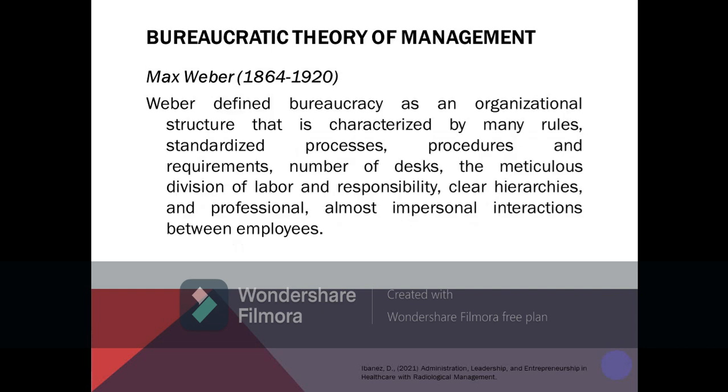Weber defined bureaucracy as an organizational structure that is characterized by many rules, standardized procedures, processes and requirements, numbers of desks, the meticulous division of labor and responsibility, clear hierarchies, and professional, almost impersonal interactions between employees. So his bureaucracy theory was widely perceived as an improvement over the nepotism, irrational behaviors, and lack of professionalism that existed in organizations during that time.